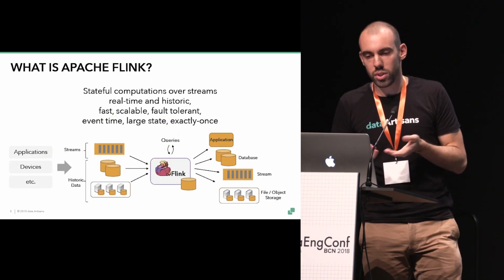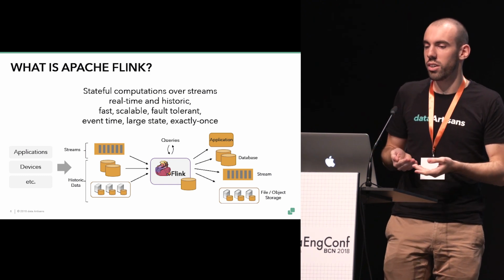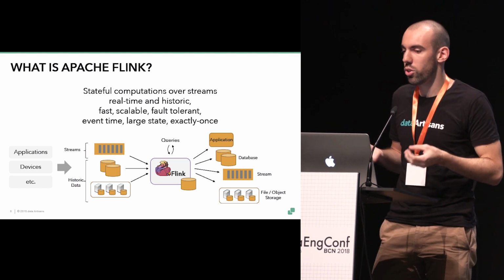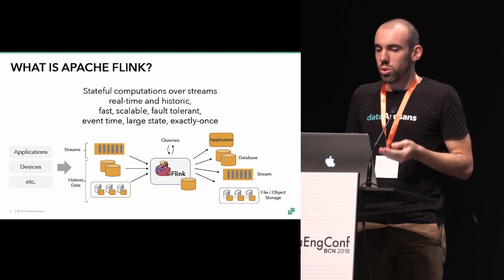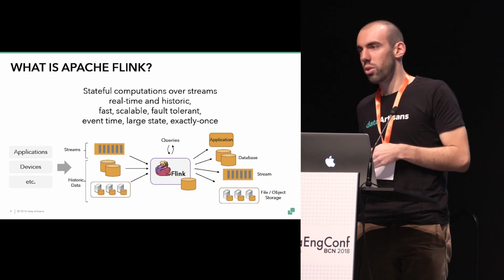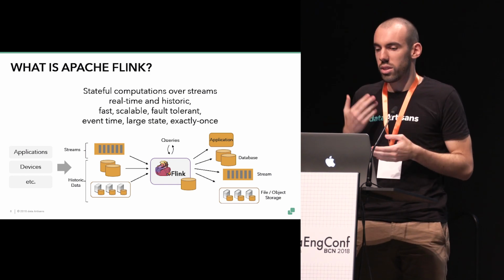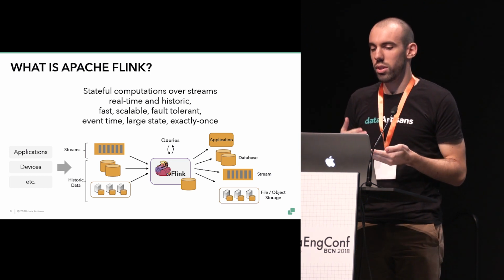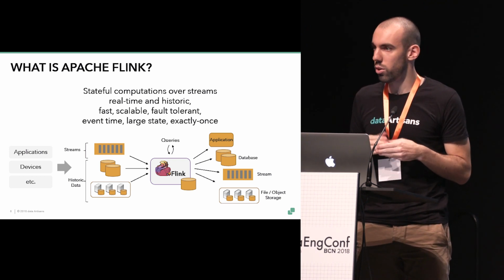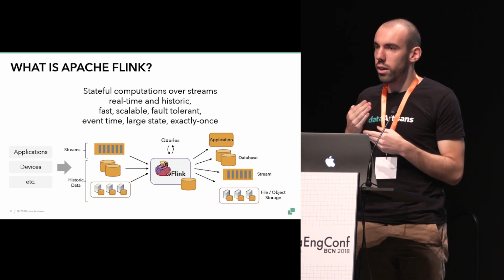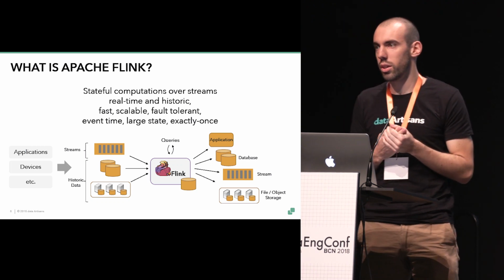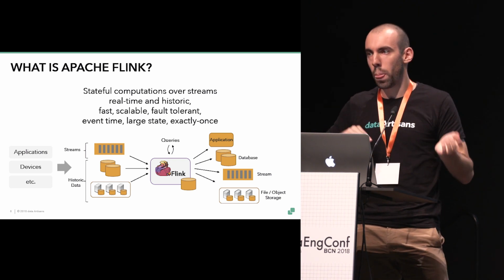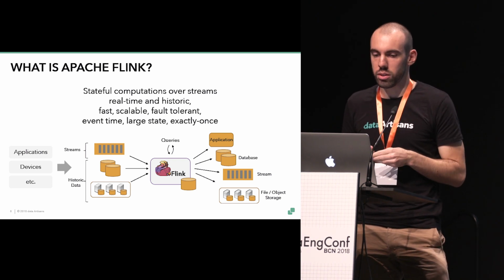So to summarize, what is Apache Flink? You can summarize it in one sentence: stateful computations over streams. This is useful for both real-time and historical data. It's fast, it's scalable, it's fault-tolerant. Flink has event time guarantees, can handle very large state in the order of terabytes and more, and very strong consistency guarantees. We provide exactly-once guarantees, so no duplicate or missing records.